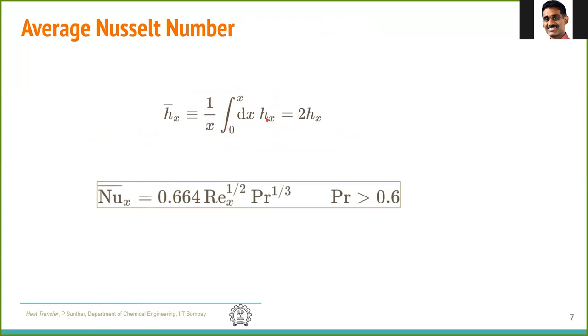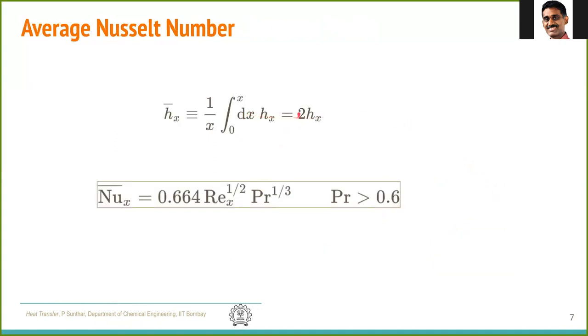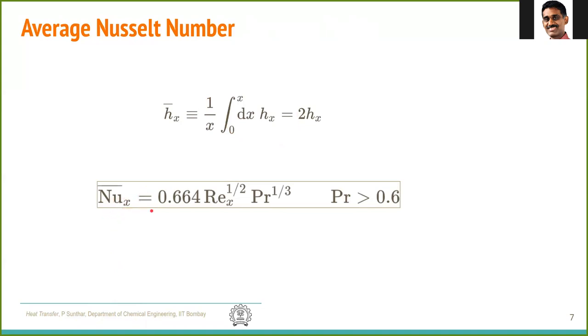So now this expression, if you substitute for h of x from here, we get that this is nothing but 2 times h of x, because this has a square root of x dependence. So h bar of x is nothing but 2 times h of x. And for h of x, the Nusselt number, we saw it as 0.332. So the average Nusselt number from 0 to x will be twice that, which is 0.664. There is no change in Re power half and Pr power 1 by 3.